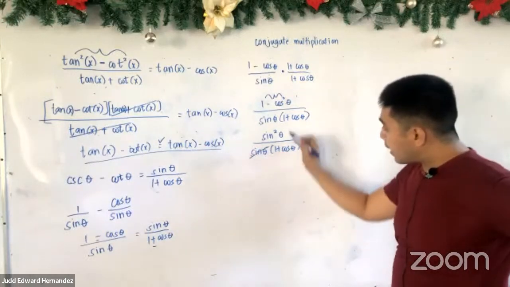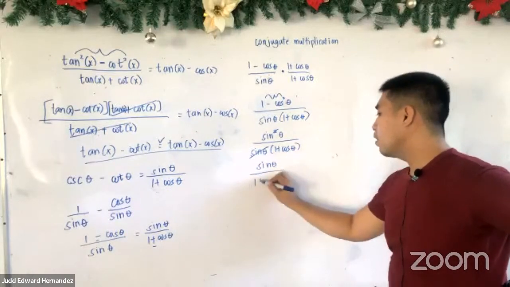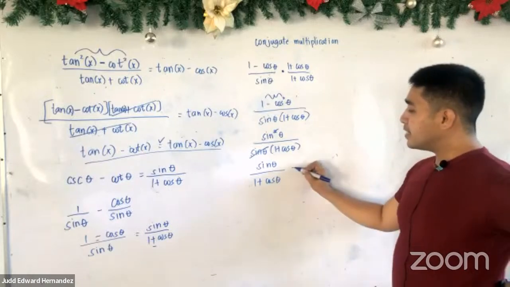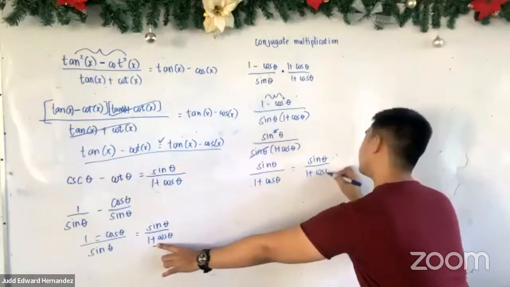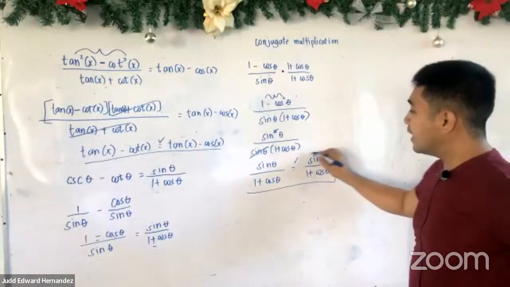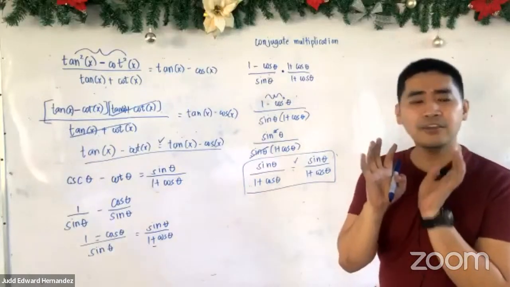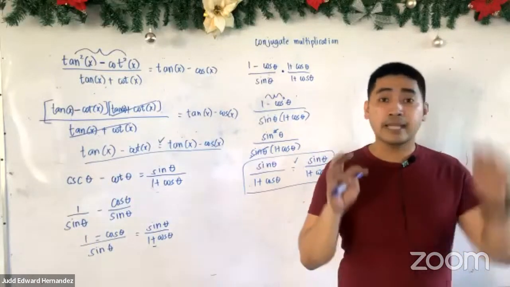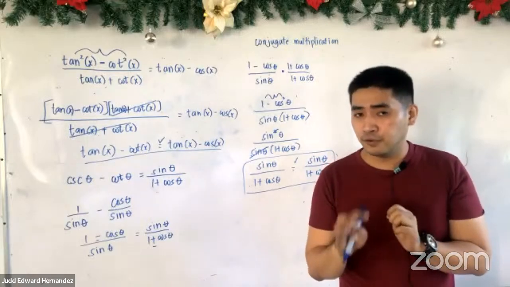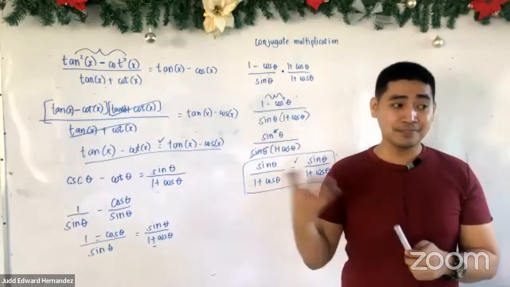Cancel 1 sine theta, cancel 1 sine theta here. Therefore, this becomes sine theta over 1 plus cosine theta. Is this equal to the right side, that is sine theta over 1 plus cosine theta? Yes or no? Yes po, sir. Therefore, it is now an identity. Nakita yung ginawa natin? Di ba sabi natin, kailangan mag-isip tayo ng pwede nating i-manipulate. At tatandaan nyo sa mathematics, napaka-helpful ng conjugate multiplication. Maliwanag? Questions?